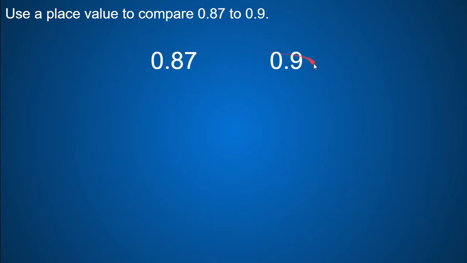So when I look at these two numbers, my 9 in the tenths shows that it is larger than the 87 hundredths, because my 9 in the tenths is larger than the 8 in the tenths. So that makes 0 and 87 hundredths less than 0 and 9 tenths.